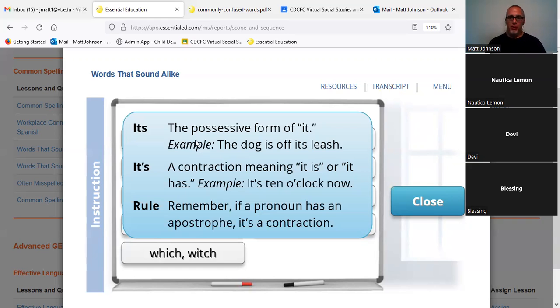So if it's a pronoun with an apostrophe, it's a contraction. One way to remember is, when you're using it in a sentence, does it make sense if you use the full two words instead of the contraction? Like he said, it is 4 o'clock, right? I could say it's 4 o'clock, or it is 4 o'clock. That makes sense. Let me see if I can use the possessive pronoun.